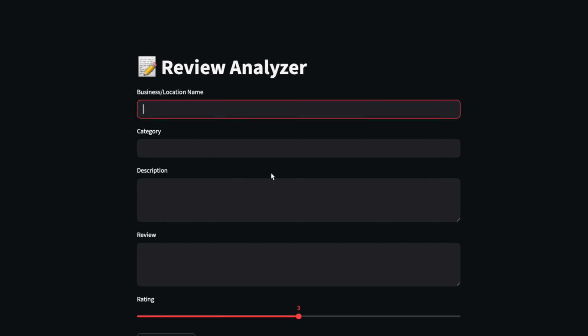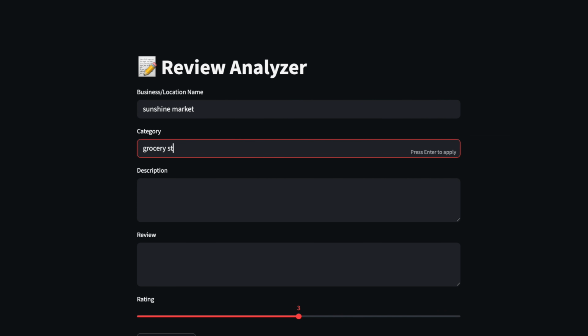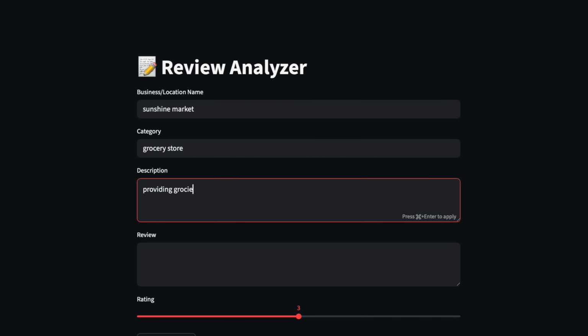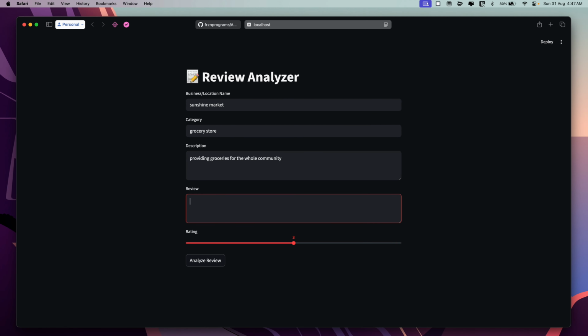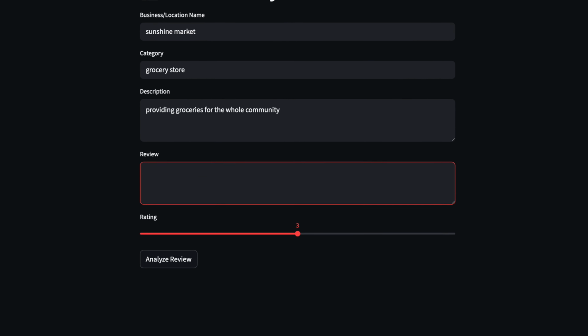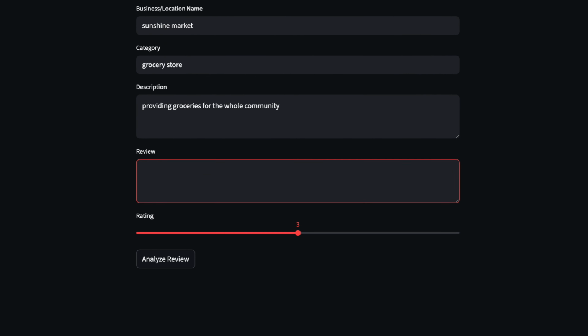So the first one we're going to do is a market, like a grocery store, and it could just be something simple like Sunshine Market. And so for a review, we could do something that is clearly irrelevant, right? So it has nothing to do with Sunshine Market itself. It could be just a random user coming in to talk about something completely unrelated.